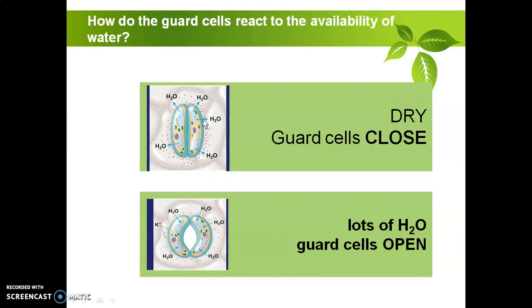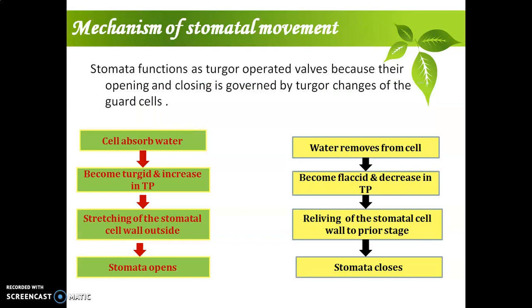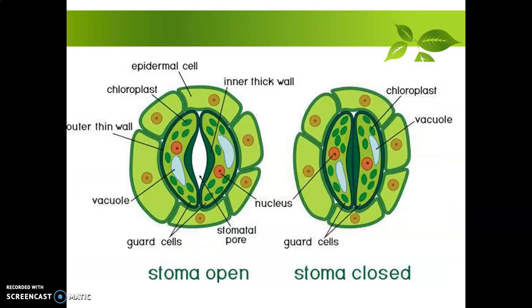But when water moves out, the outer layer of the guard cell relaxes, and due to this there is a change in the shape of the guard cell, and the guard cell becomes flaccid, due to which the stomata closes. So opening and closing of the stomata is due to turgor pressure changes inside the guard cell, and these turgor pressure changes are due to the absence and presence of water inside the guard cell. This is the stomata opening, and this is the stomata closed.